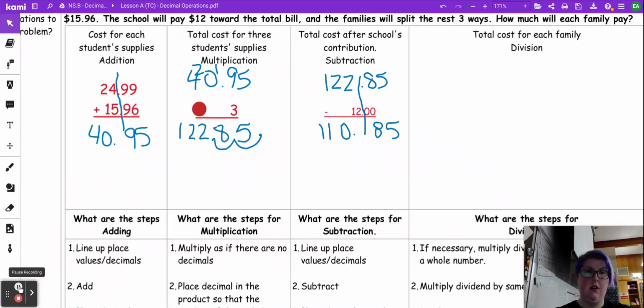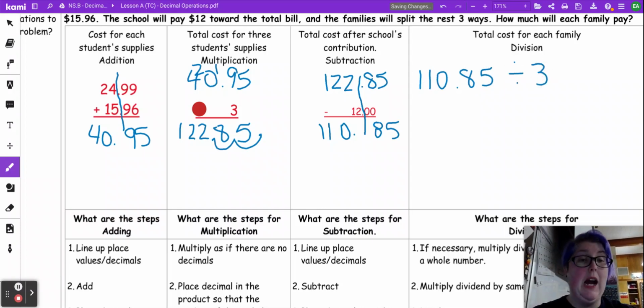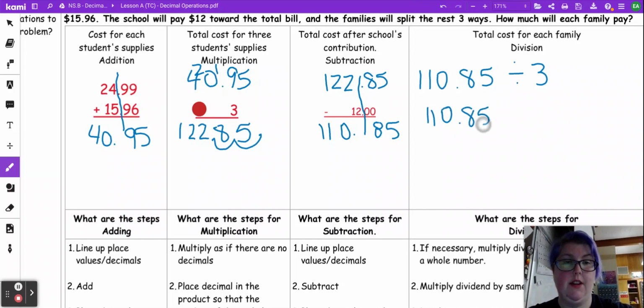$12 from the school. Now we need to figure out how much each family will pay if there are 3 families, because three students, 3 families. So that would be our total $110.85, and we're going to divide that by 3. That's one way you could write the problem. I prefer to write this as a fraction, as a ratio. So $110.85 divided by 3 families.